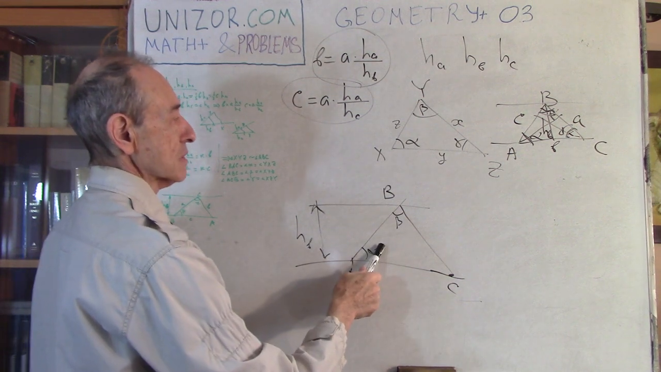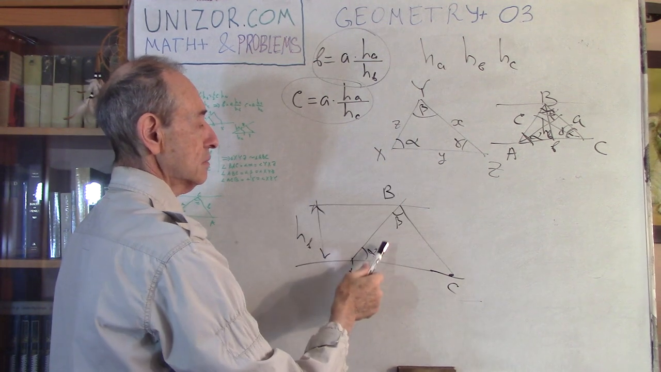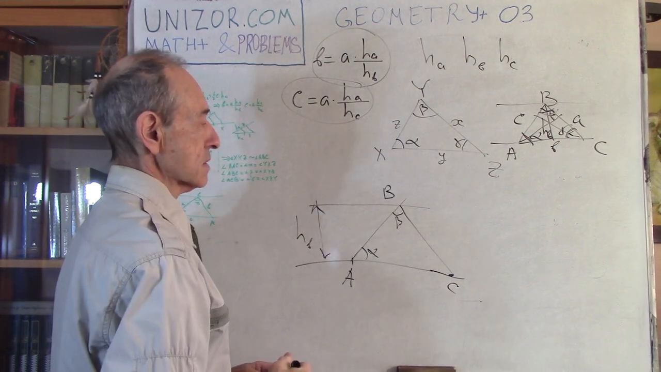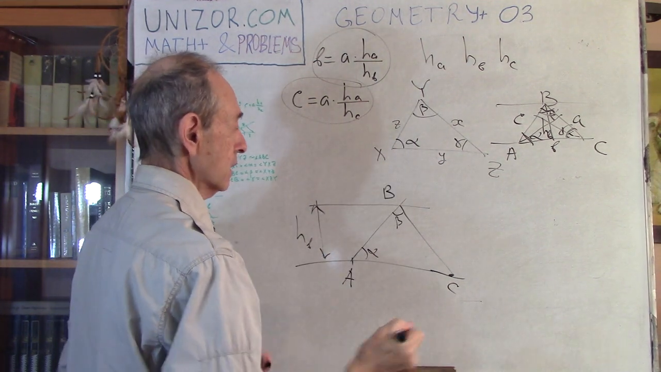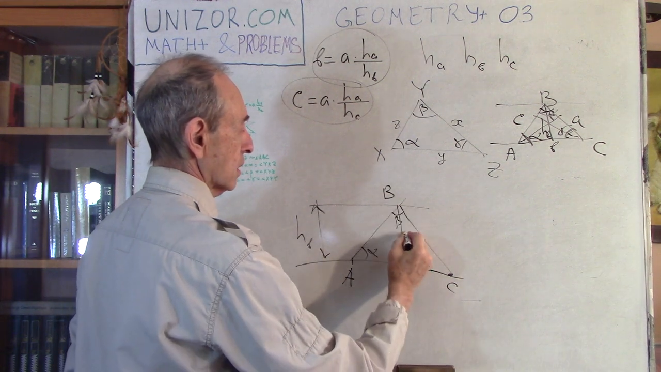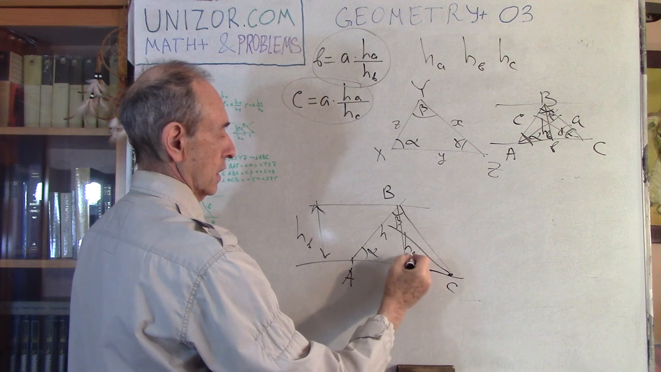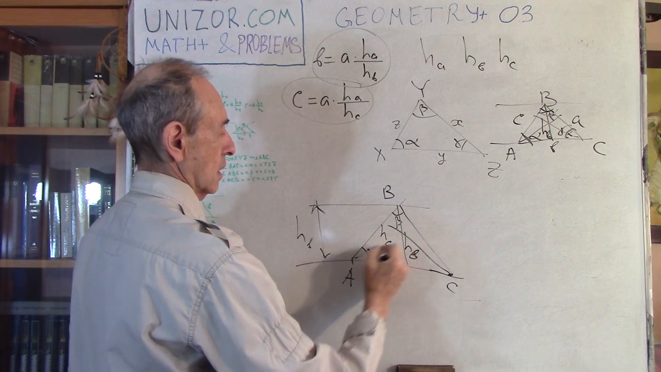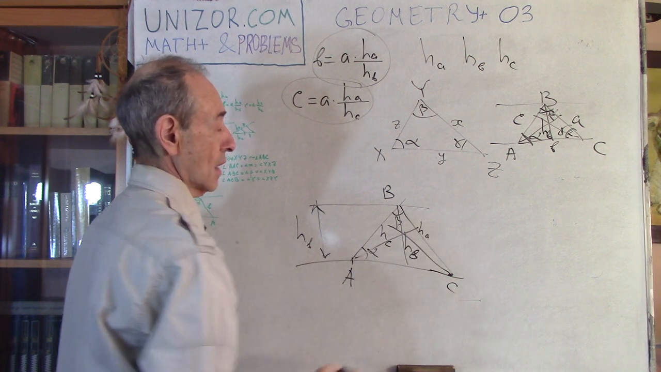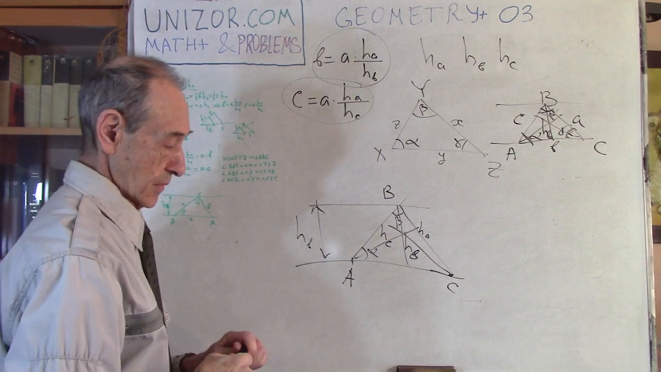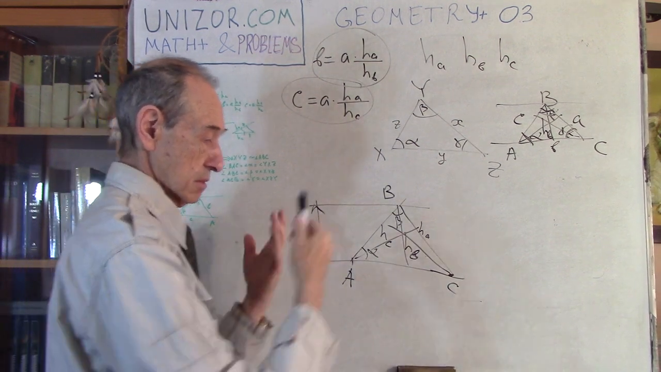And here is my triangle. It's obviously again similar to this one because all angles are the same. And it has correspondingly HB, HC, and HA, all the altitudes. So this is a construction.